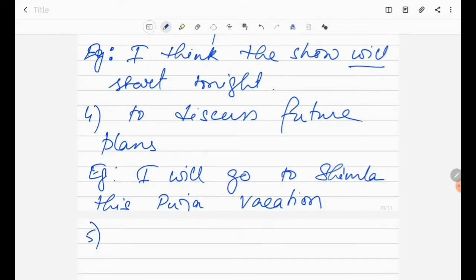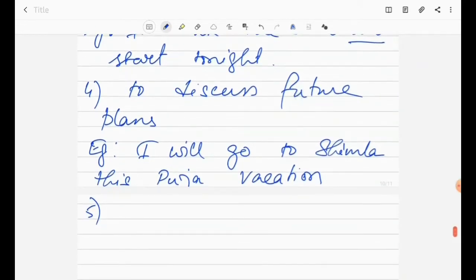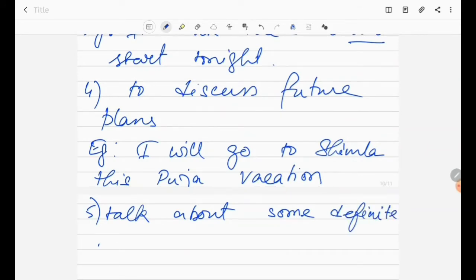What is the last and the most foremost use of the future tense? That is to talk about some definite action expected to take place in the future. Here it is referring to any definite action which is going to happen in the future.